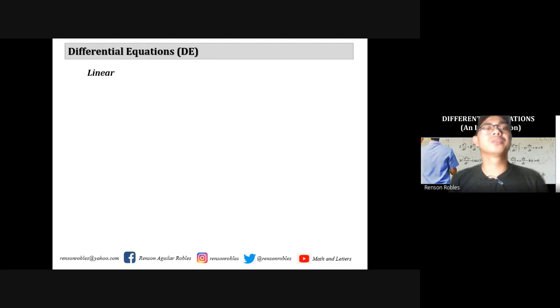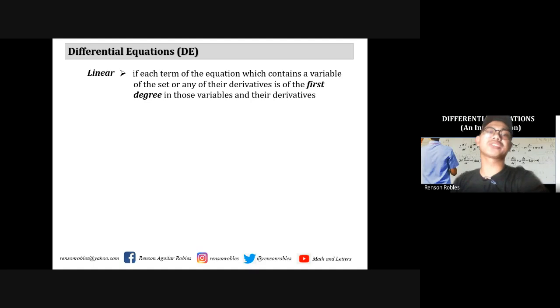Okay, so differential equations can be classified as either linear or nonlinear. So how do we define a linear differential equation? If each term of the equation which contains a variable of the set or any of their derivatives is of the first degree in those variables and their derivatives, we say that it's a linear differential equation. And if it is not linear, then we say it's a nonlinear differential equation.